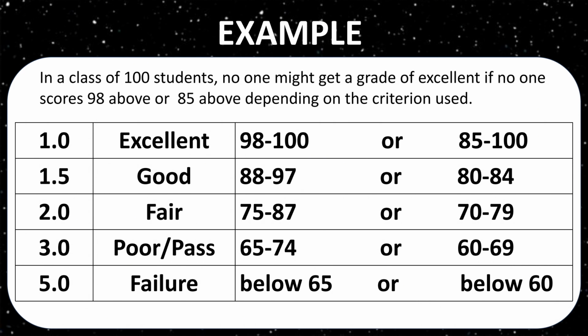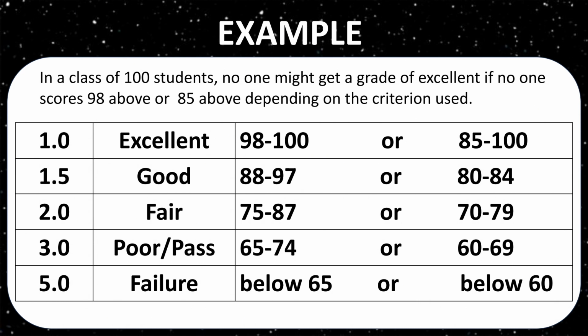So an example here is in a class of 100 students, no one might get a grade of excellent if no one scores 98 and above or 85 and above, depending on the criterion used. So, for example, we use the first criterion, which is 98 to 100 down to below 65.